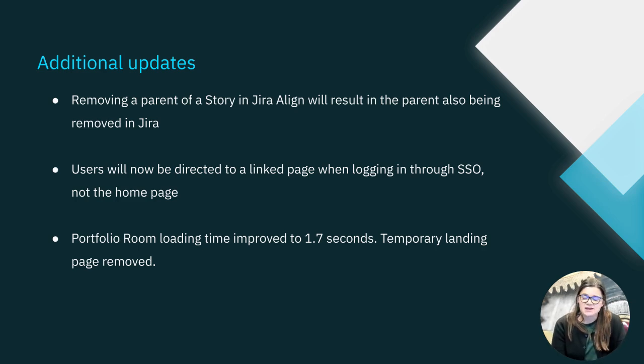Continuing with our connector updates, the logic for connectors syncing stories bidirectionally has been updated. Now, if you remove the parent of a story in Jira Align, this will result in a sync between Jira Align and Jira, causing the story parent to also be removed in Jira. Previously, this action did not trigger a sync between the tools, resulting in inconsistent data across the systems and a potential for the action to be reversed if the story was updated in Jira.